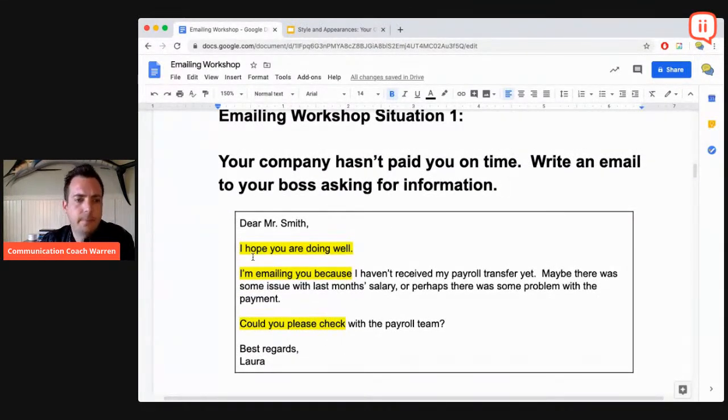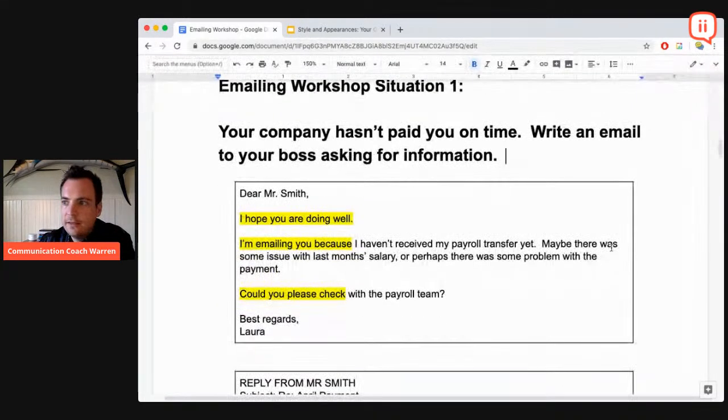Let's take a look. Dear Mr. Smith, I hope you are doing well. I'm emailing you because I haven't received my payroll transfer yet. Maybe there was some issue with last month's salary, or perhaps there was some problem with the payment. Could you please check with the payroll team? Best regards, Laura.